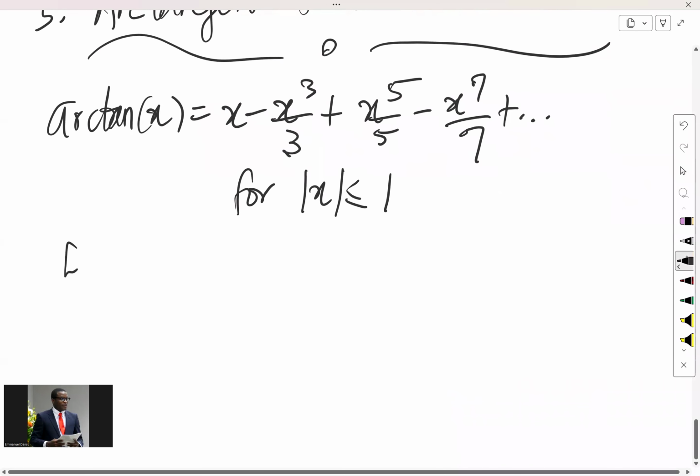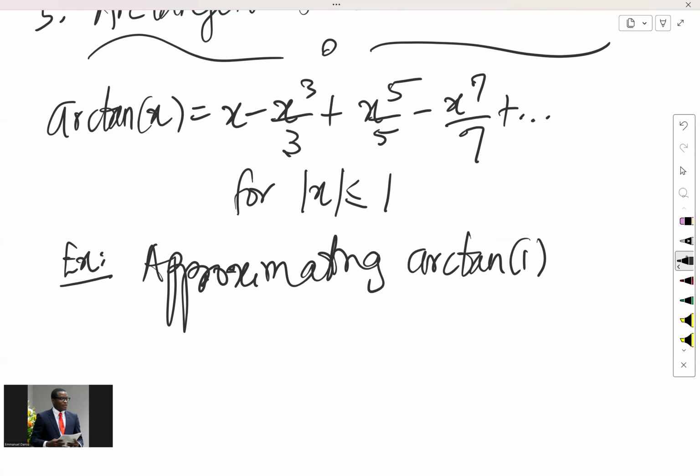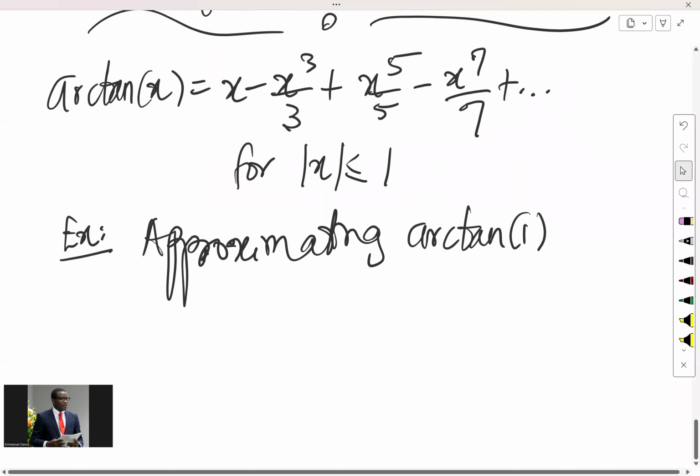So let's see an example where we try to approximate arctan 1. Of course, tan 45 is equal to 1. So arctan 1 has got to be 45 degrees, which is pi over 4. Normally, that's what it should be. And of course, pi over 4 is like 3.14 something over 4. That's 0 point something. So let's see.